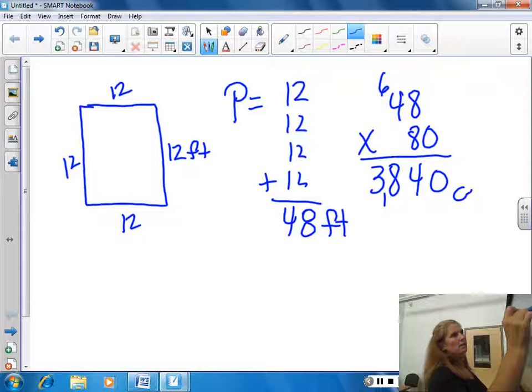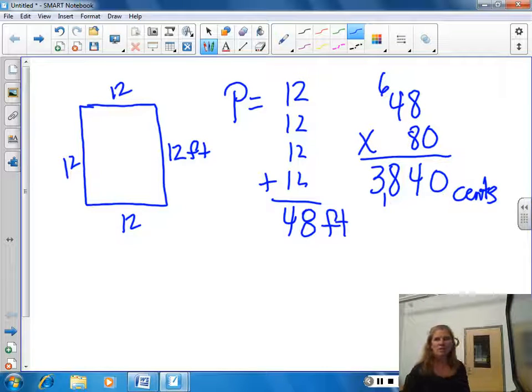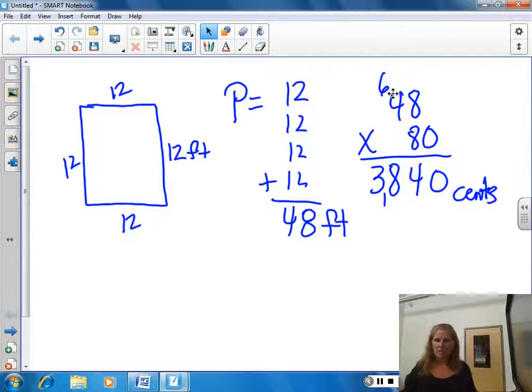So it's 3,040 cents. And if you want to know what that is in dollars, it would be $30.40. But I don't really care about that. We're just trying to get you to know to find the perimeter and then also multiply by 80 to get the amount of cents that you'd get. So it's not dollars, it's just cents.